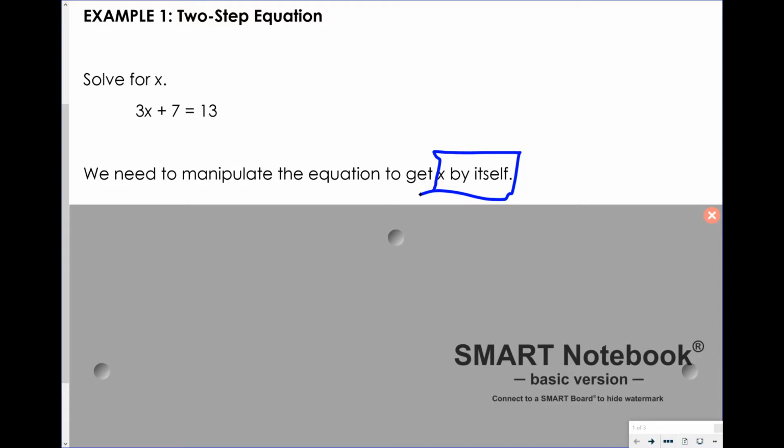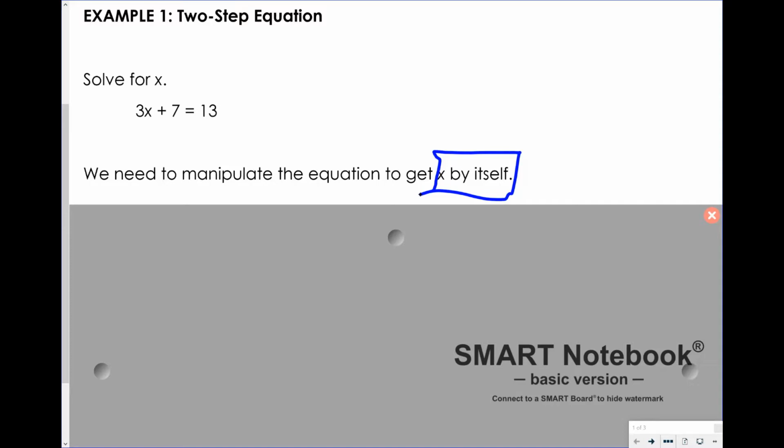So what do we need to do here? Before I scroll down, what do we need to do? And again, I'm still feeling like you guys are right in front of me, but you're not. So what do we need to do? We got 3x plus 7 equals 13. Well, to get x by itself, we need to subtract 7 from both sides of the equation.